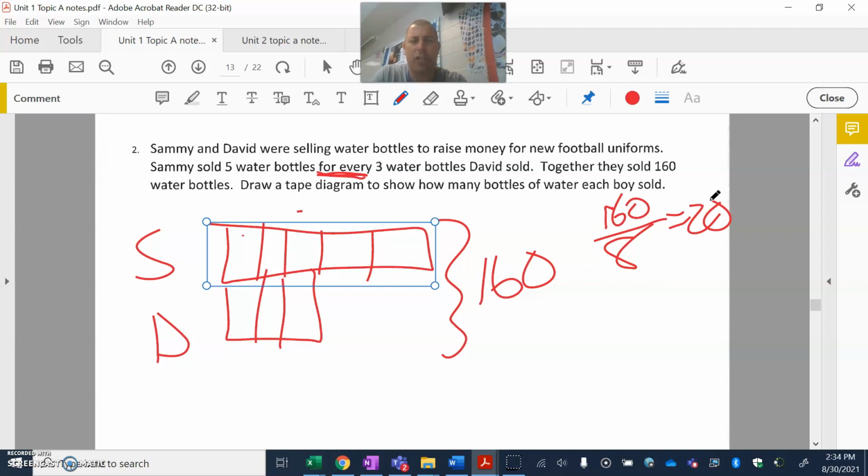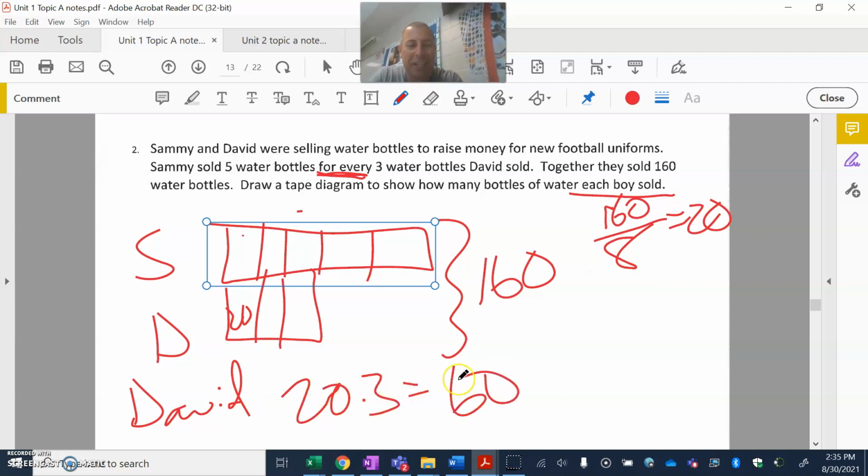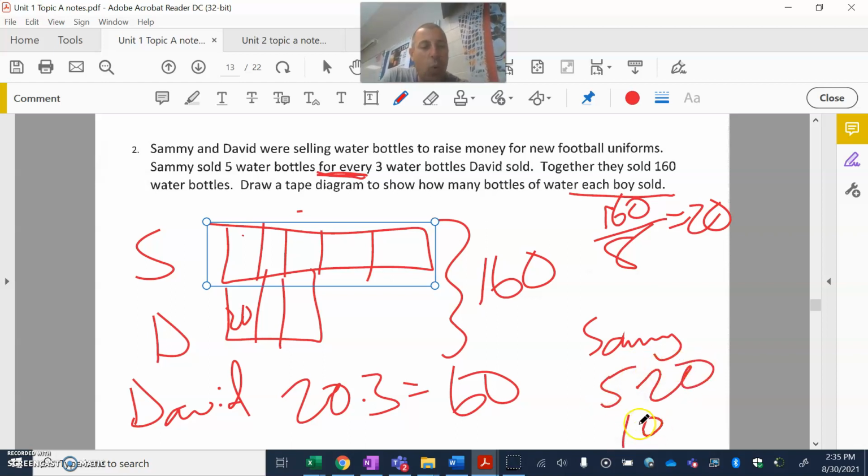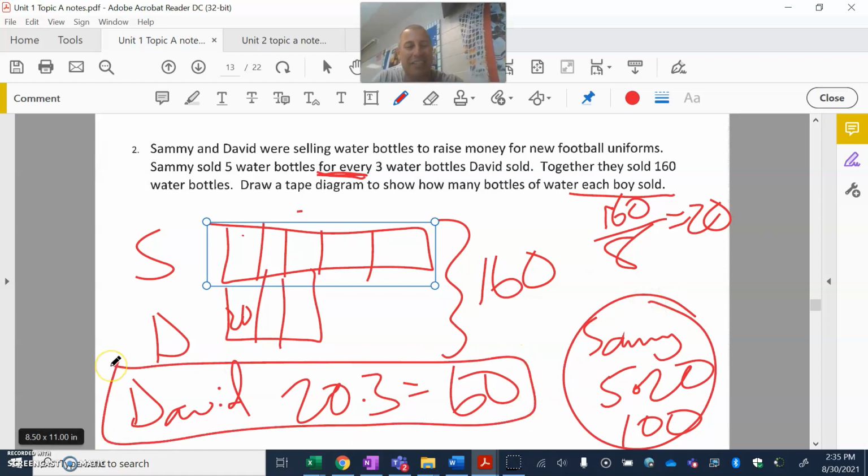So what do they want to know? Oh, how much each boy sold. Okay, how much did each boy sell? Each box is worth 20. So for David, there were 3 of them, so 20 times 3 is 60. And then we've got Sammy. Sammy had 5 boxes, and each one's worth 20. So 5 times 20 is 100. Sammy had 100, and David had 60.